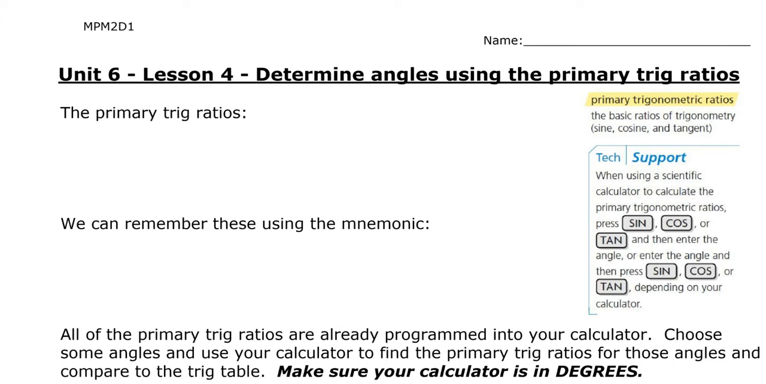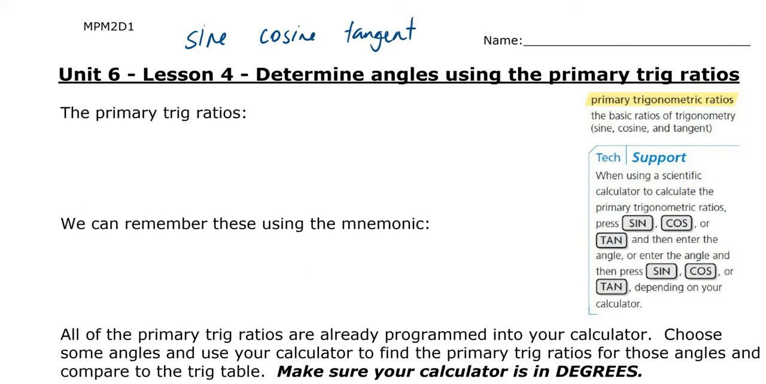Lesson 4, Determining Angles Using the Primary Trig Ratios. So in our last activity, we discovered some new trig ratios, and they were the sine ratio, the cosine ratio, and the tangent ratio. So here, I'll spell them out again. So sine, cosine, and tangent.